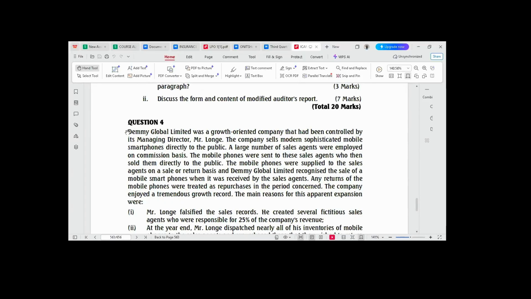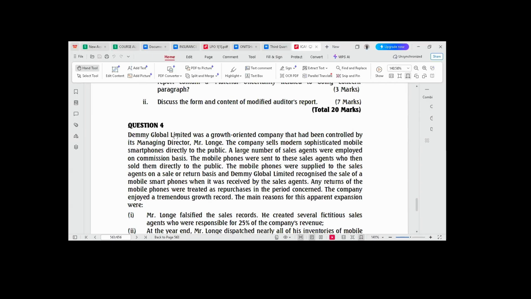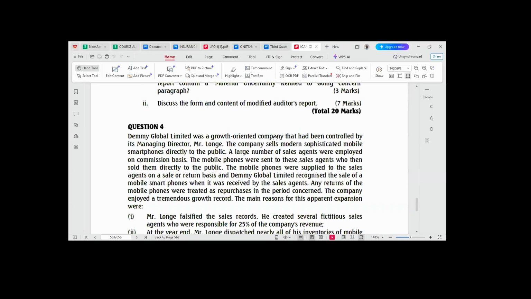Demi Global Limited was a growth-oriented company that has been controlled by its managing director, Mr. Lunge. The company sells modern sophisticated mobile smartphones directly to the public. A large number of sales agents were employed on commission basis. The mobile phones were sent to these sales agents who then sold them directly to the public. The mobile phones were supplied to the sales agents on a sale or return basis.